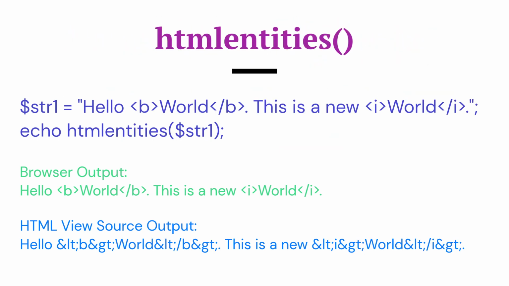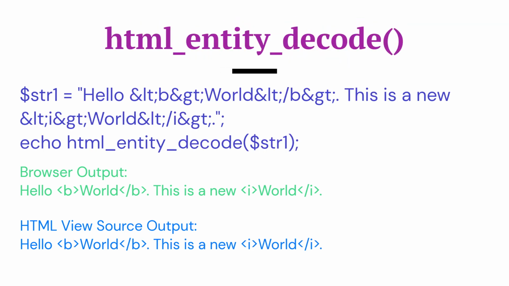The htmlentities function converts all applicable characters to HTML entities. Here is an example. The html_entity_decode function converts HTML entities to their corresponding characters. Let's see an example.